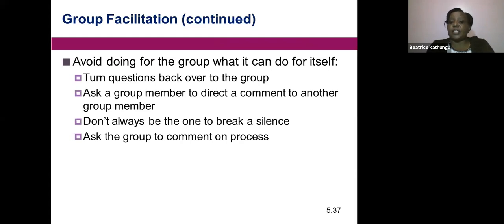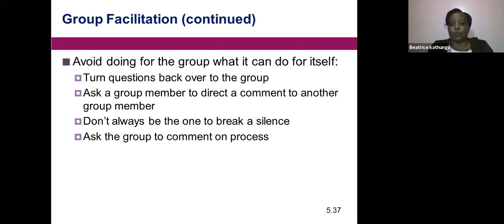Maybe, on the other hand, the group is stuck and you can see members aren't moving anywhere. You can ask a member to comment, or the group to comment on its own process and how they think they are faring. That helps them to also monitor their own process as a group. So in short, what we are saying is: don't own the process.